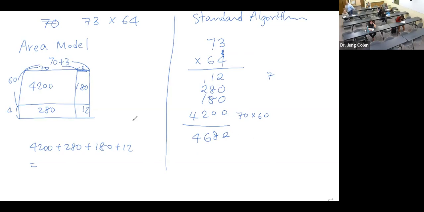I'm pretty sure you might have already found all the partial products there, right? So we have 4,200 here, and we have 4,200 here. We have 280 here, we have 280 here. We have 180 here, 180 here. We have 12 here and 12 here. So all of these partial products in my area model are given in the partial products there. You can have some connections there. Okay, right. So the area model is very useful.